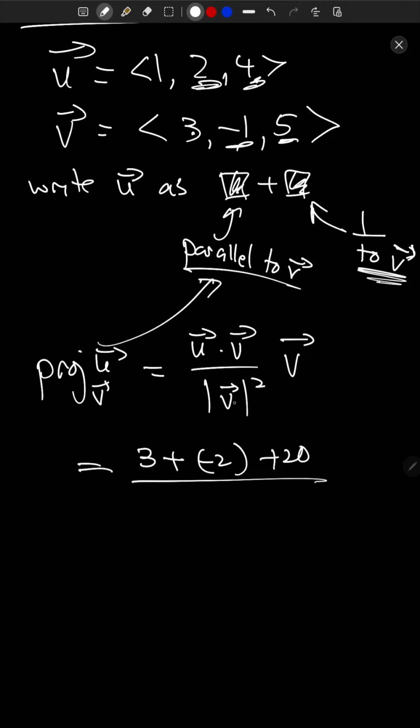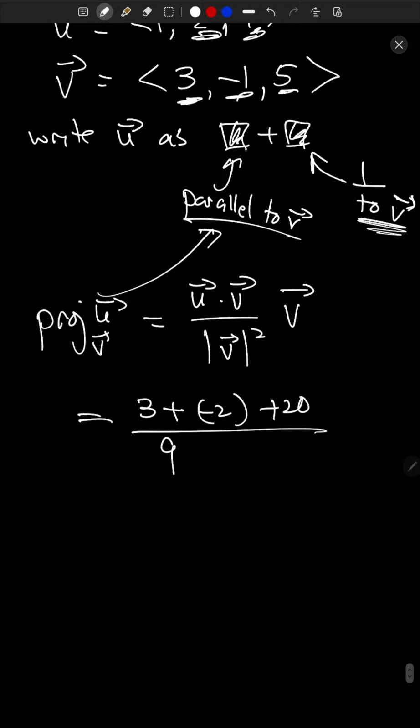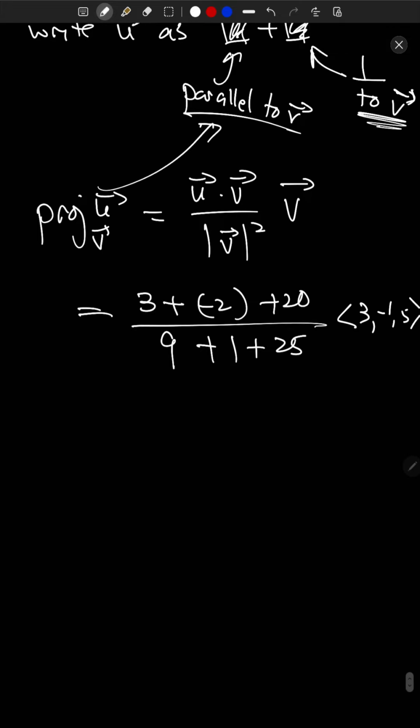And then the length of v squared, remember, you can think of it as v dot v, or just each individual term squared and then summed up. So it's going to be 3 squared, which is 9, plus minus 1 squared, which is 1, plus 5 squared, which is 25. Okay, and then times v. Let me write it out. 3, minus 1, 5.